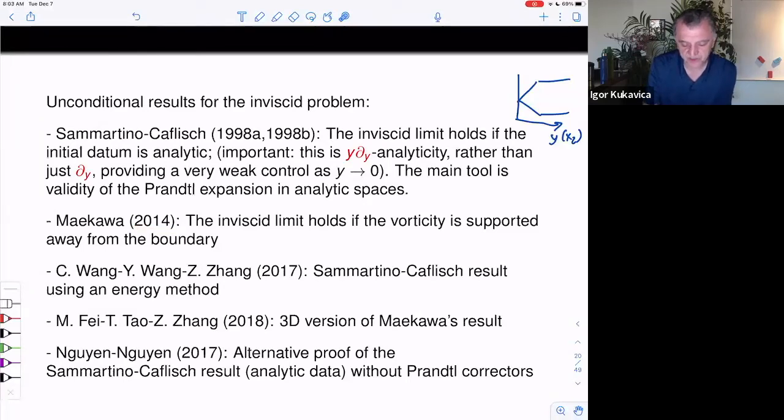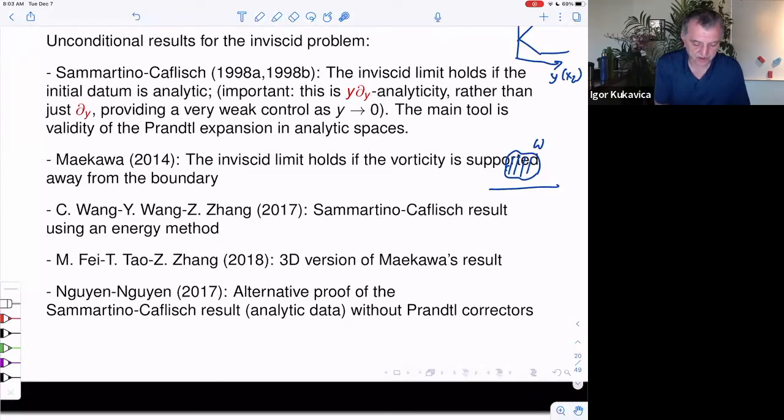Maekawa in 2014 proved that the Inviscid limit holds if the vorticity is supported away from the boundary. So if the vorticity has support away from the boundary, this would still mean that the solution is analytic, but only in a small neighborhood of the boundary. But that was the requirement, that the vorticity support is away from the boundary. Wang and Zhang proved that Sammartino-Caflisch result using the energy methods. The Sammartino-Caflisch result was proven by an abstract Cauchy-Kovalevskaya theorem. And then Fei Wang and Zhang proved a 3D version of Maekawa's result.